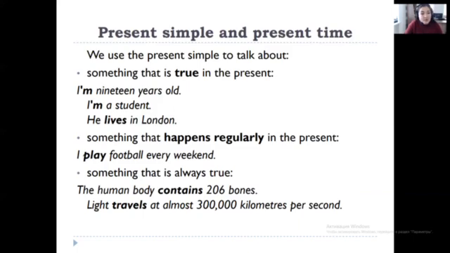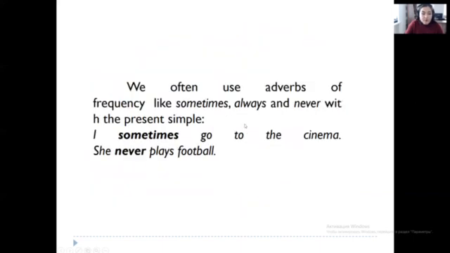Or something that is always true. For example, the human body contains 206 bones. Light travels at almost 300,000 kilometers per second. We often use adverbs of frequency like sometimes, always, and never with the present simple. For example, I sometimes go to the cinema. She never plays football.